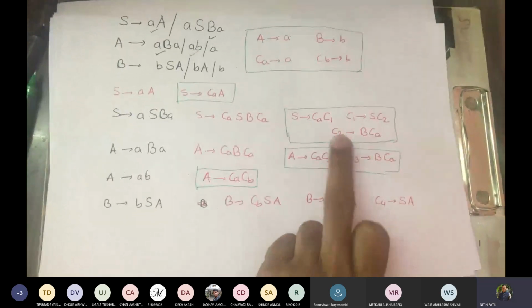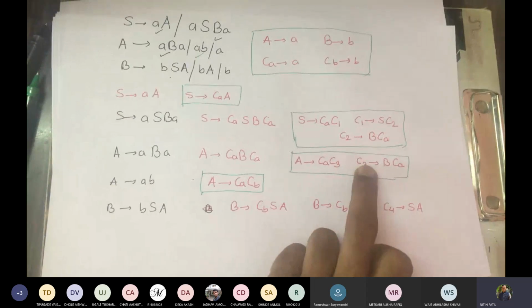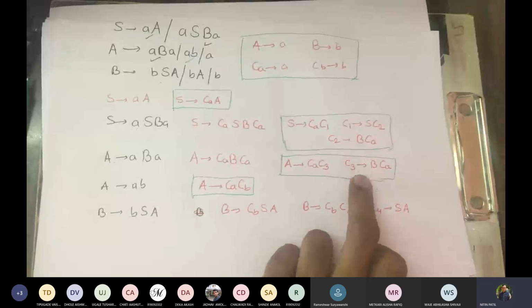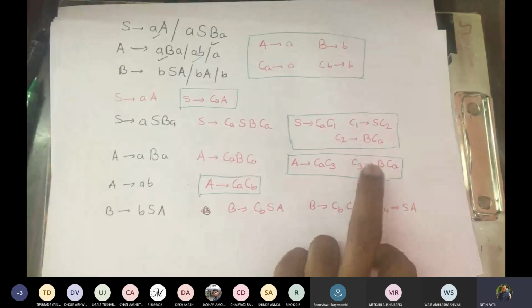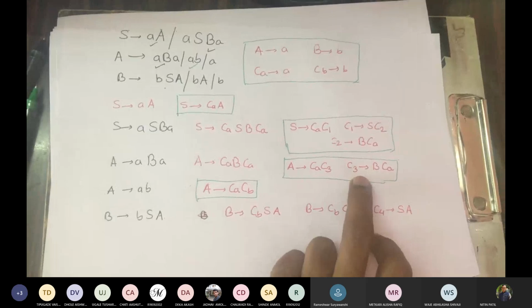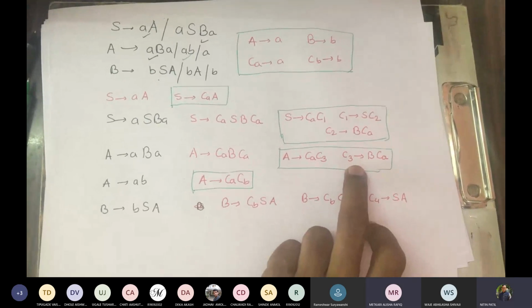This C2, C3. Now, in this case, they are having only one production. But what if they are having more than one production? That may result to something else. Correct? So avoid that. Always introduce a new variable. There is no harm in introducing variables. ठीक है? Okay.